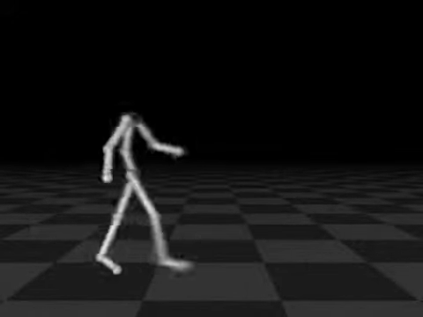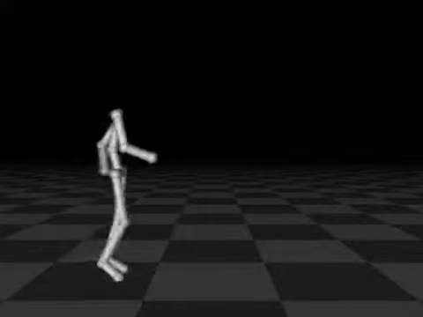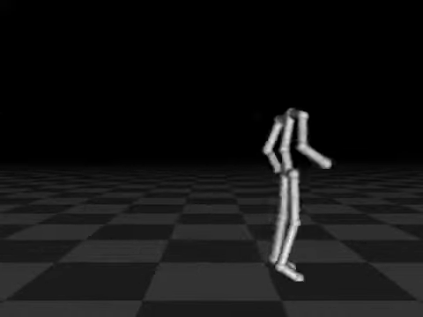Style translation is the process of transforming an input motion, like this normal walk, into a new style, such as this sneaky crouch or this injured limp. The desired translations are learned from examples.